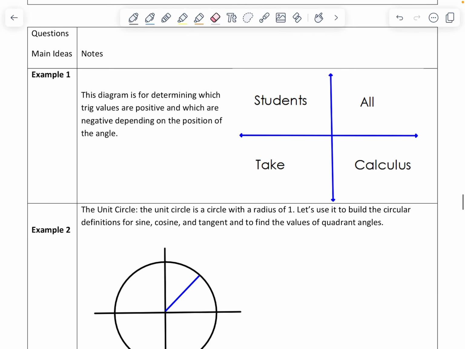So yesterday we talked about this diagram, and we used this to help us remember that in quadrant 1, all of our trig functions are positive. In quadrant 2, sine and cosecant are positive. In quadrant 3, tangent and cotangent are positive. In quadrant 4, cosine and secant are positive. And we're going to take a closer look at different things in these quadrants today, and then what happens when we fall on the axes more specifically.